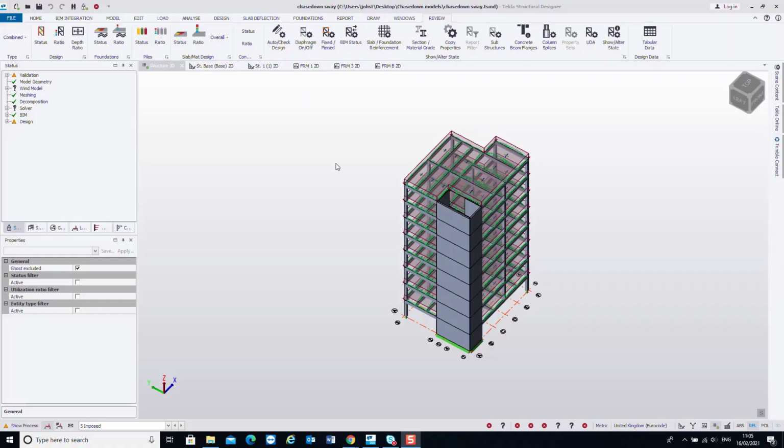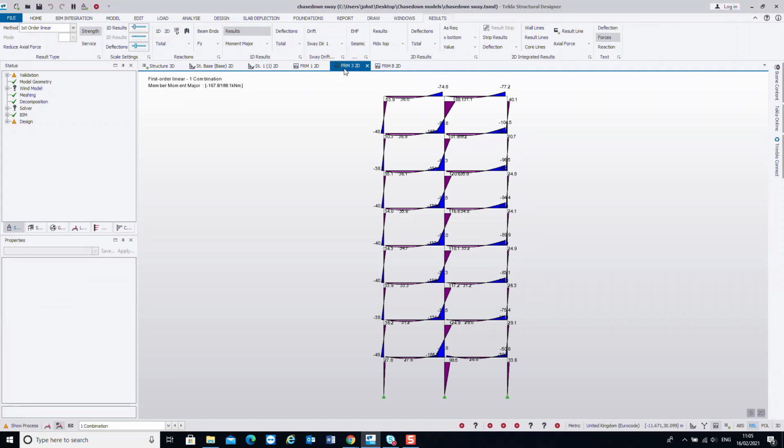So where might we see differences in the analysis results for the model? We shall start by investigating the effects of sway on the moment results for a concrete frame. The frame we shall consider will be frame number 3, and if we duplicate a view of this frame and place the new view in a separate vertical tab group, we should be able to review the results for the building analysis and for the Grillage Chasedown side by side.